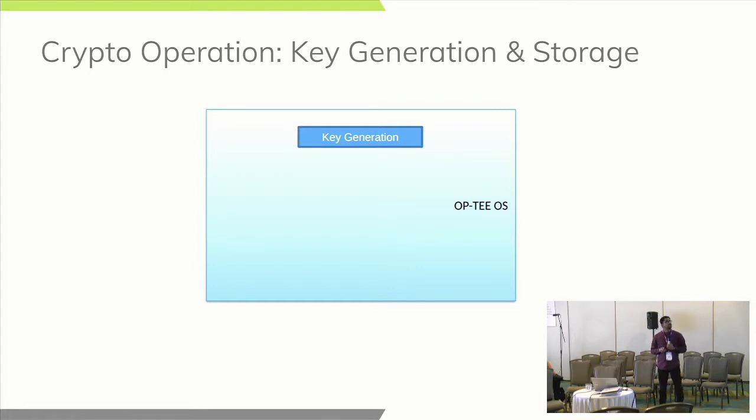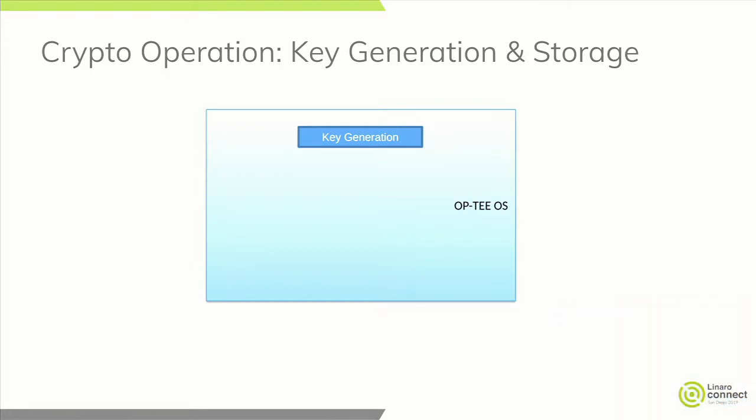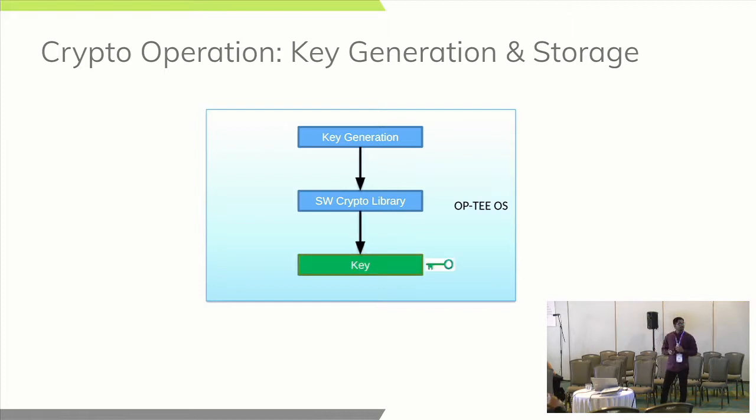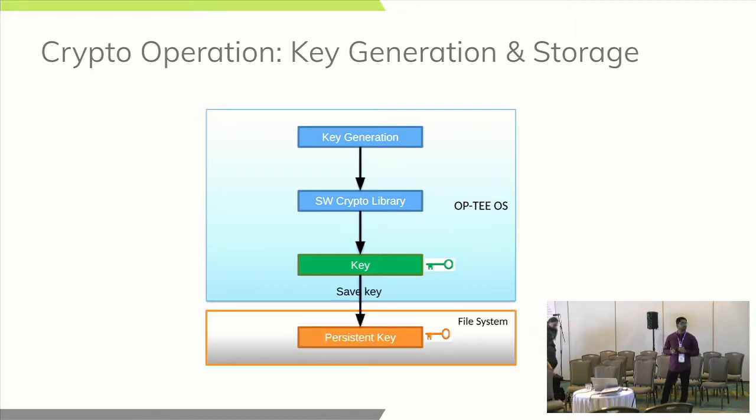So let's say a key generation operation is called via a TA. First of all, it will land in the software crypto library, bypassing all the crypto layers that we just discussed, and the crypto library will generate the key and save it into the secure memory. Now, if you want to save this key for subsequent usage, OP-TEE will encrypt this key using the file encryption key and save it into a persistent object in the root file system or RPMB, whatever the case may be.